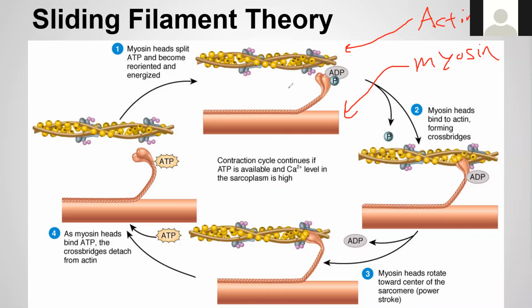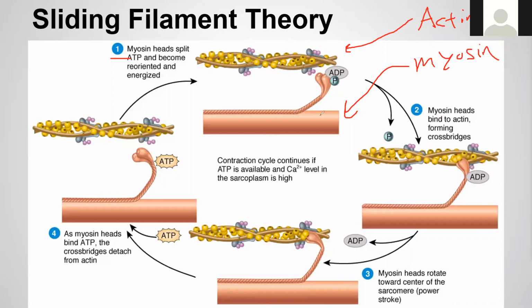When you first start this, so this is breaking it down into a 4-step process. But when you first start the sliding filament theory, you notice that the actin and myosin are not touching, they are apart. So that's perfectly fine. As long as they stay apart, we do not have a muscle contraction.